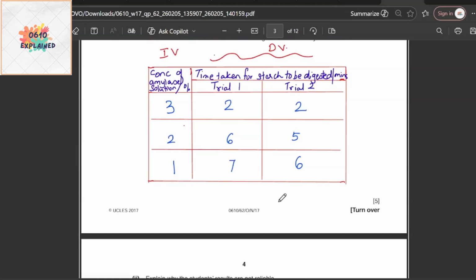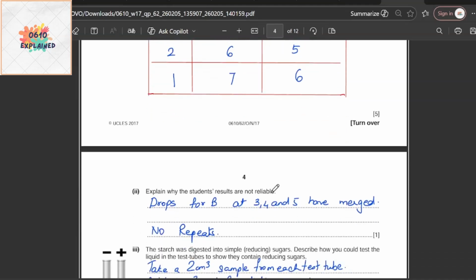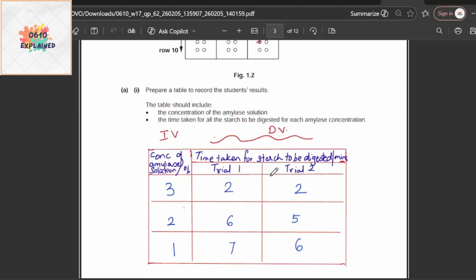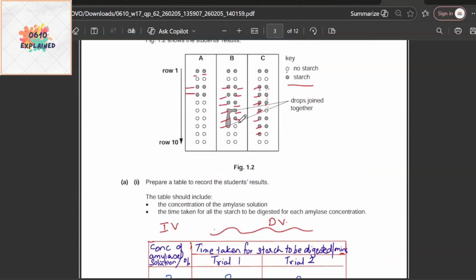Your table is marked according to your independent variable, dependent variable, and all the six units or minutes that are measured. We move to the second part of this question, which is saying, explain why the students' results are not reliable. For here, the answer which could possibly be accepted was that the drops for B at 3, 4, and 5 have been merged.